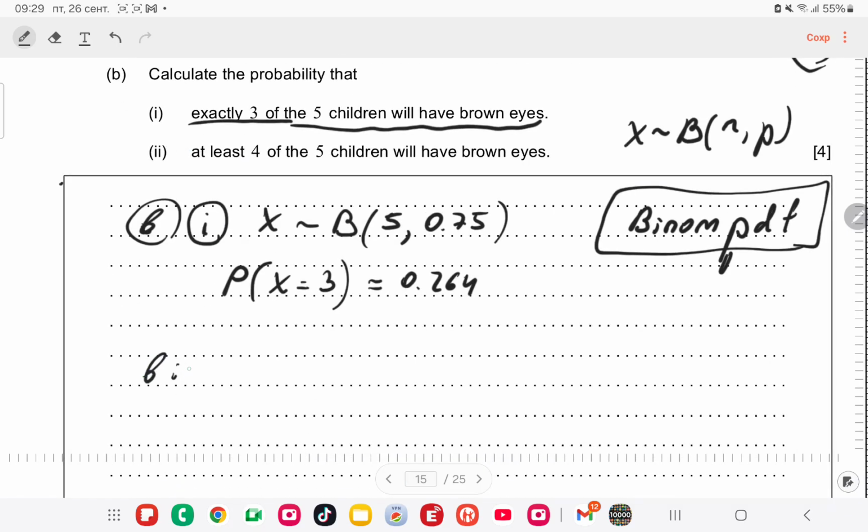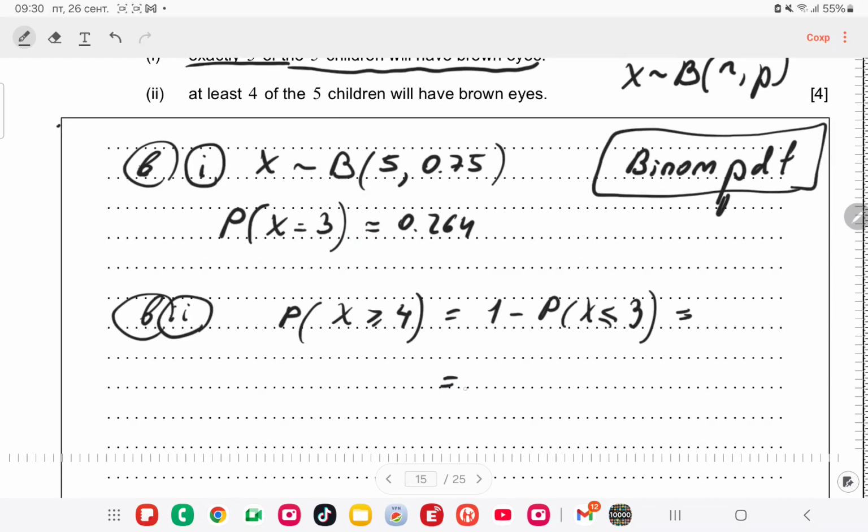Okay, part B2. It says that at least 4 out of 5 children will have brown eyes. So let's write it in this way. At least 4 means more than or equal to 4. Okay, and we can use our binom CDF. If you have a Casio or TI Inspire calculator, you can straightforwardly calculate this value. If you have a TI 84, you should convert into this form: 1 minus P of X less than or equal to 3. Anyway, you will have the final answer as 0.633.